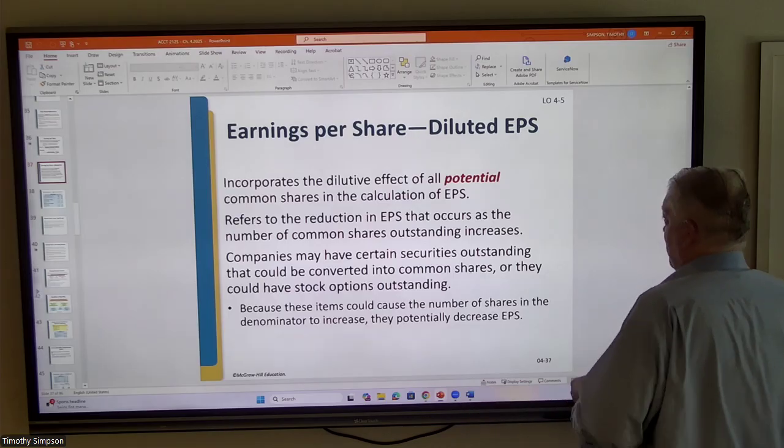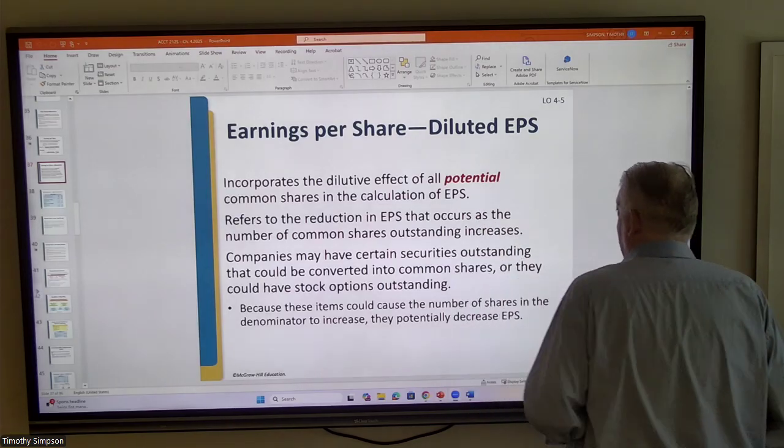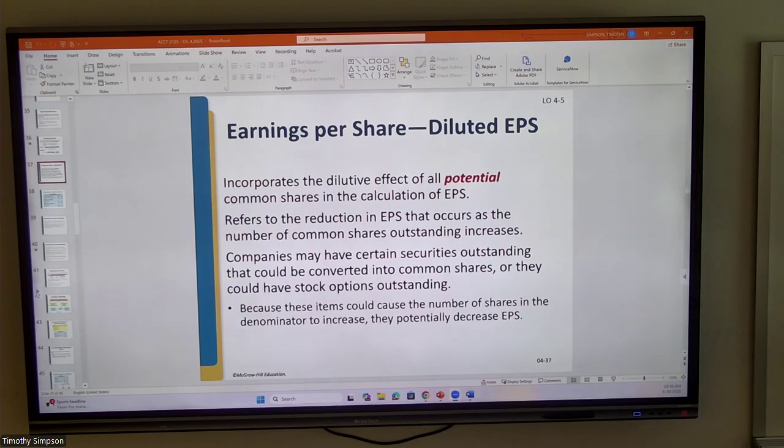So the dilutive effect of all potential shares. Now, what do I mean by potential shares? There are really a couple different alternatives here as to what we mean. Number one, these could be conversions, that is from preferred stock to common.